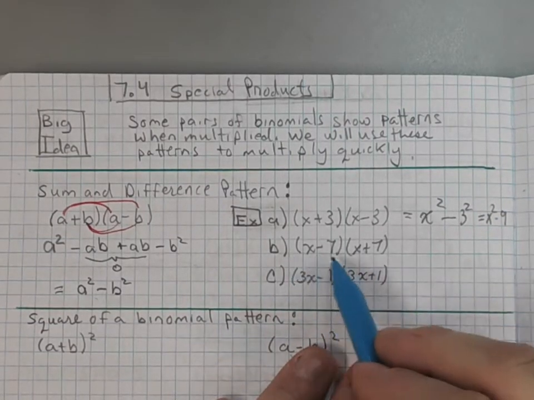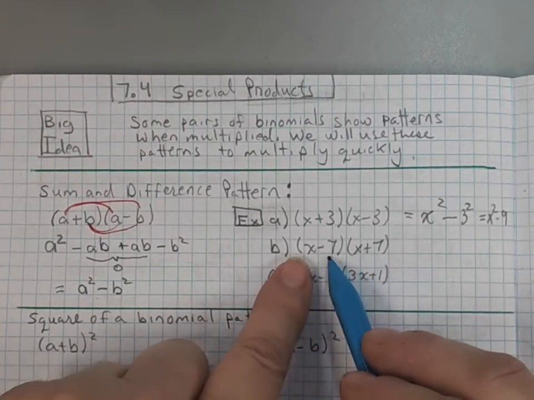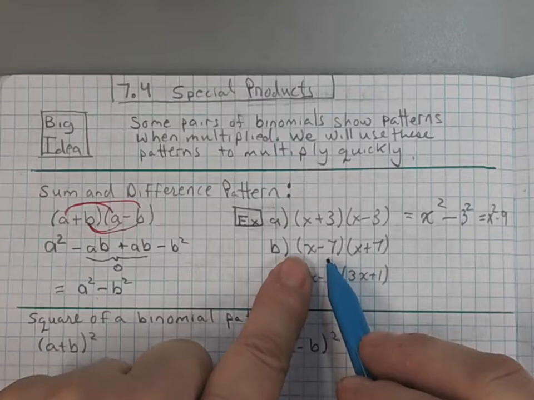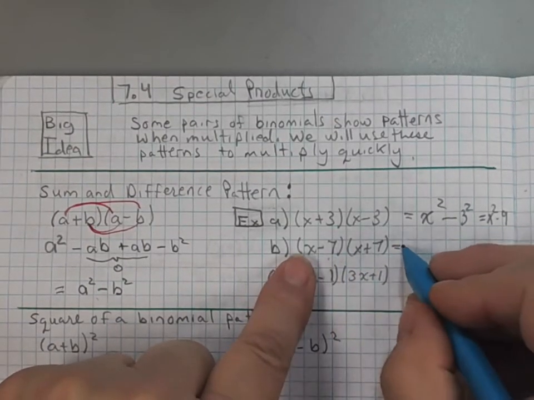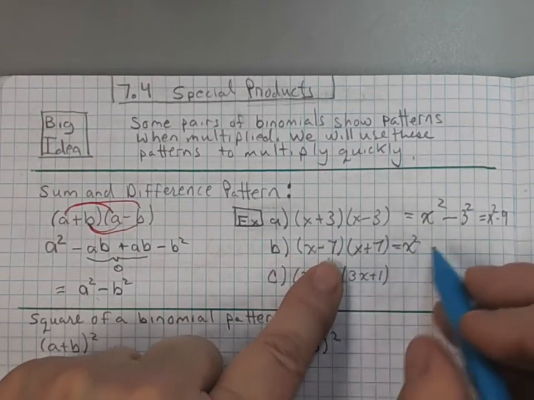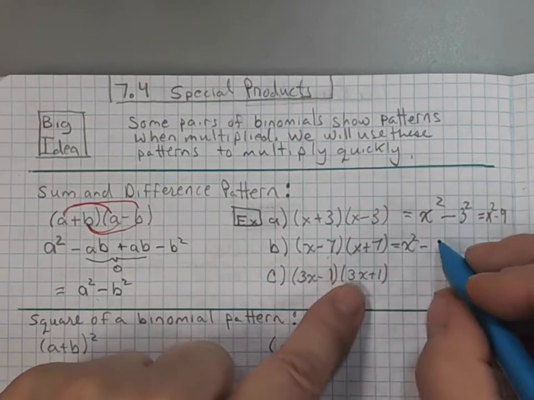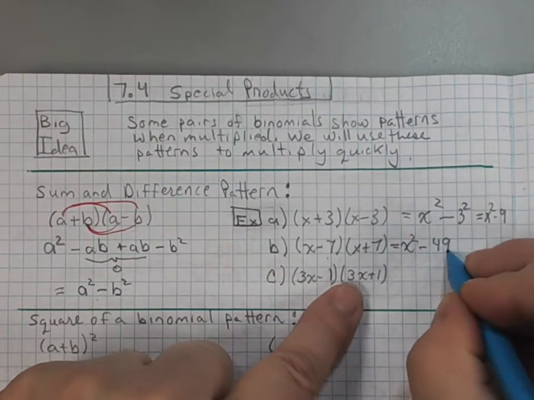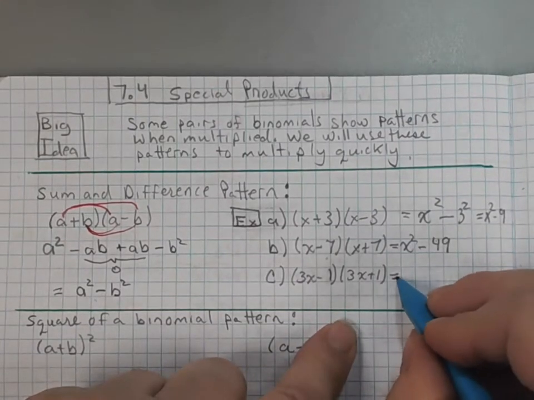All right, so using this sum and difference pattern, let's do it on this one. Again, this is a sum and difference. We just have the difference first. That doesn't matter. All right, so this would result in, we take the first term and square it, x squared. And then we always do minus, and then we take the second term and square it, 7 times 7, which is 49. All right, see how fast that is?